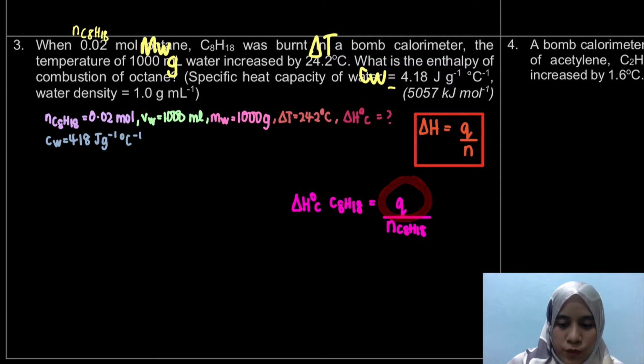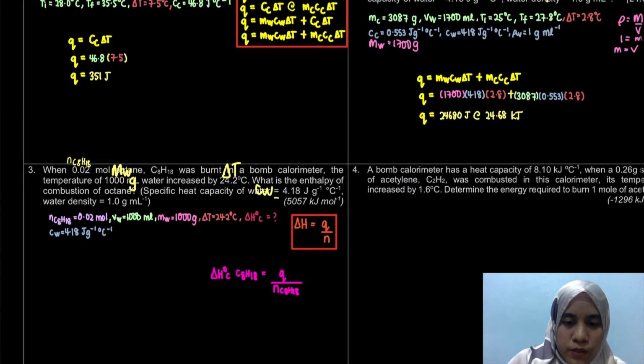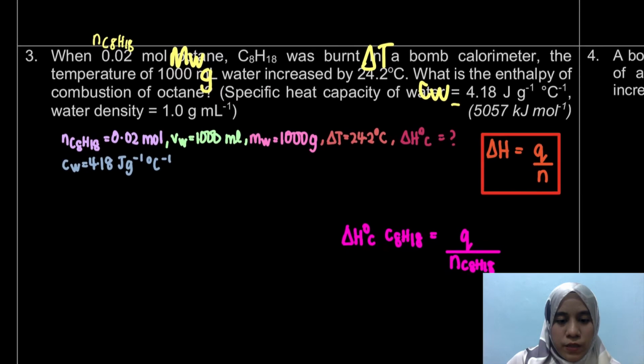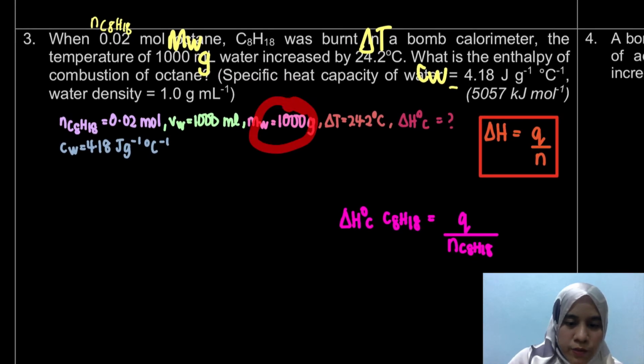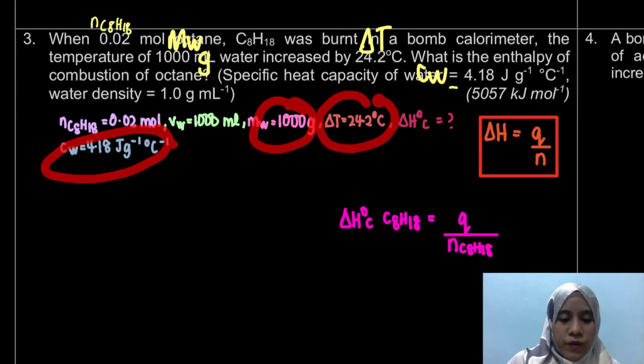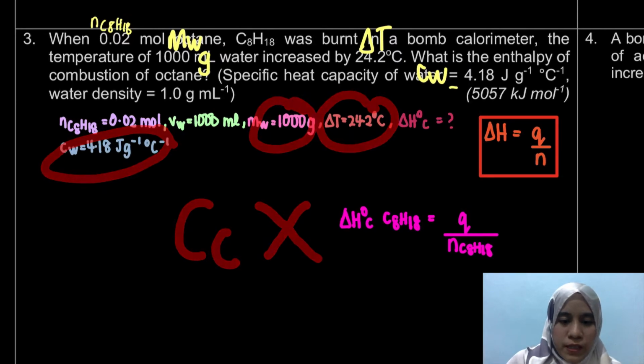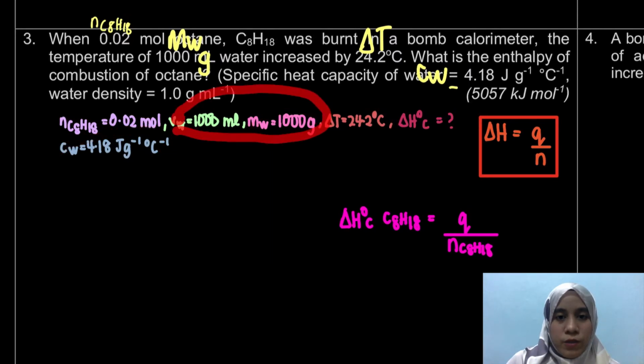Okay, Q ni is actually, again, depends. Look, what is the information given? MCAT, CAT ataupun MCAT plus CAT. Okay, so based upon the information, what we have here is actually MW and CW and delta T. Do we have any information about calorimeter? There's none. Okay, information ini sebab kita nak bagi tahu tadi the volume is equal to mass.